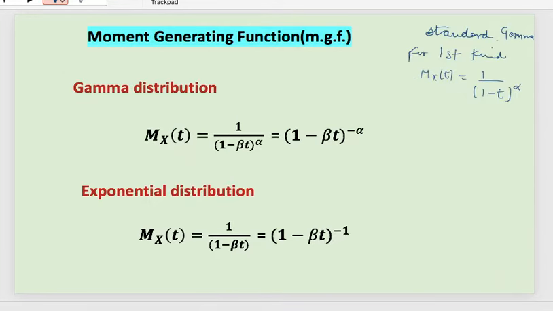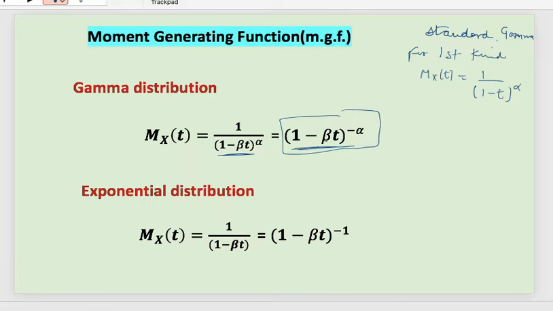Next is the moment generating function, and the moment generating function for the gamma distribution is 1 upon 1 minus beta t to the power alpha. If I want to write it in exponent form in the numerator, alpha will be minus. So we have to remember that if this is written in this form, beta and alpha both have a minus coefficient.